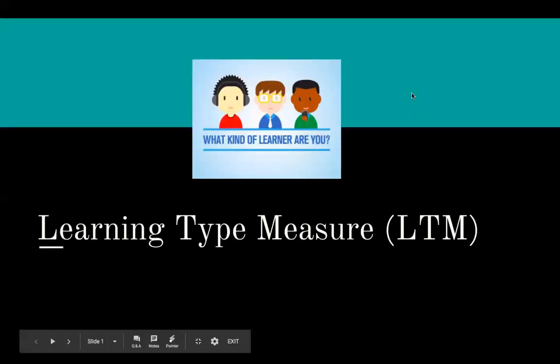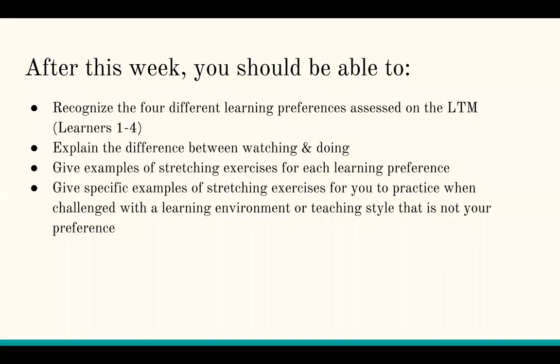All right, I'm going to switch this screen here so that we can go over to the slides. So for slide 1, that's our intro. And after this week, you should be able to memorize and understand the different types of preferences. There are only 4 with the LTM. So what each learner preference style is like, and then to be able to explain the differences between watching and doing skills, and of course applying these to yourself. And you'll be able to give examples of stretching exercises for each type of learner and also for yourself.